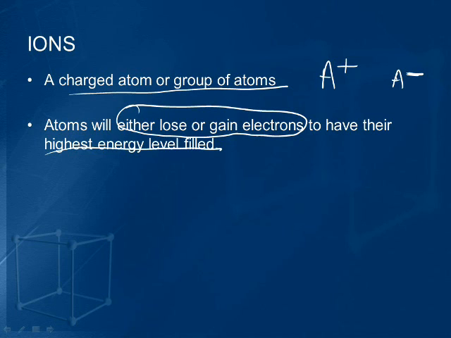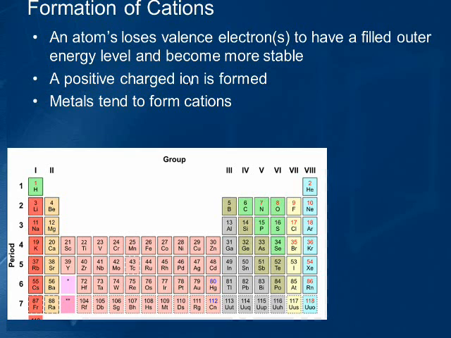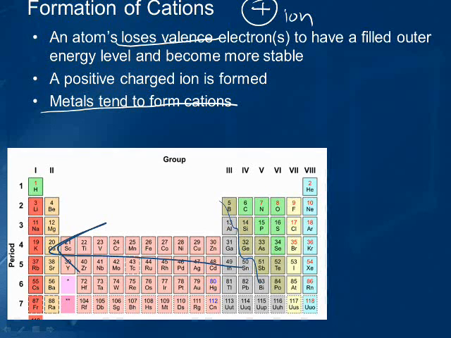And we've talked a little bit about cations and anions. Now, cation. Remember, a cation is a positive ion. They will lose valence electrons to have their outer energy level filled and become more stable. A positively charged ion is formed. So metals will tend to form cations. So metals, this way over, those will tend to lose electrons and become positive till their valence shell is filled.